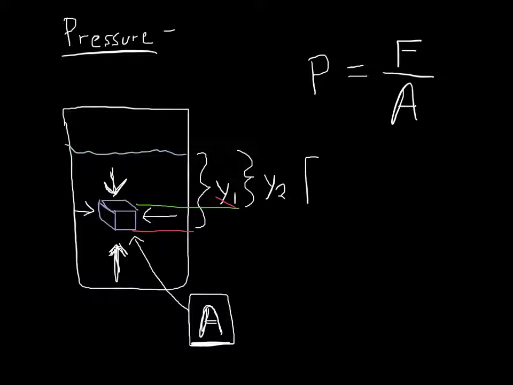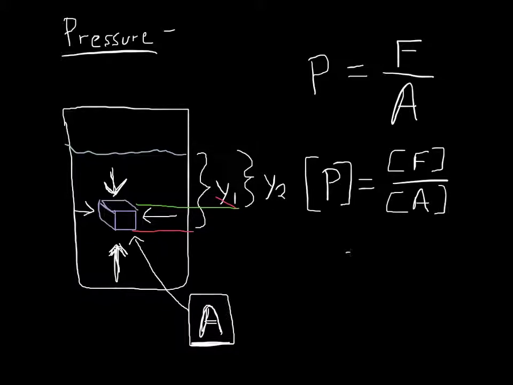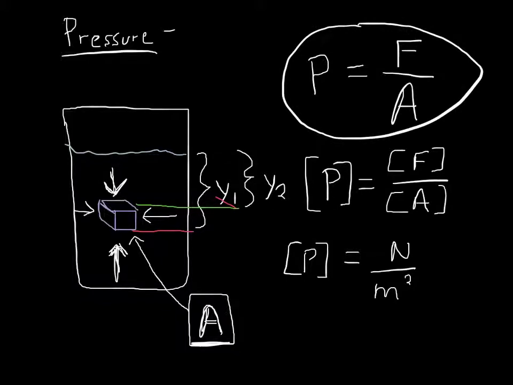So the units of pressure, we can figure out what these are. Units of pressure are going to be equal to the units of force divided by the units of area. The units of force, of course, are the newtons, and the units of area are square meters. So there we have our units of pressure. So this is going to be a useful equation. Now, pressure is force over area. Units are newtons per meter squared.